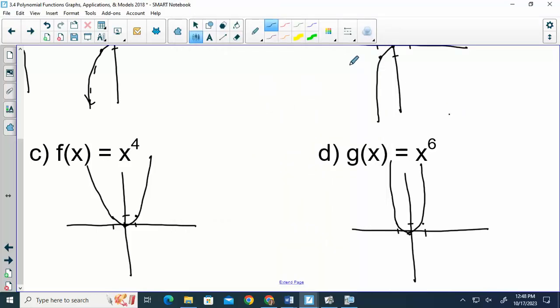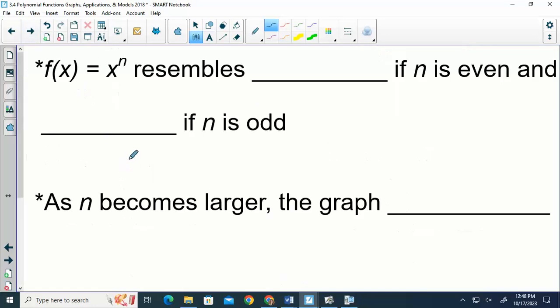Okay, but we're seeing everything with an even power looks like x squared. Everything with an odd power looks like x cubed. So we do have that pattern. So it's going to resemble x squared if the power is even, and x cubed if the power is odd. As that exponent gets larger, the graph will narrow. It's just going to get skinnier and skinnier the higher the exponent.